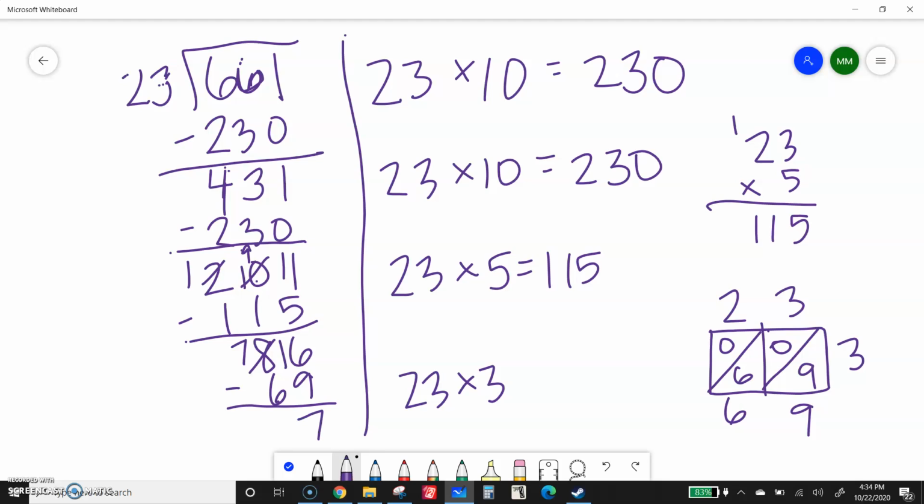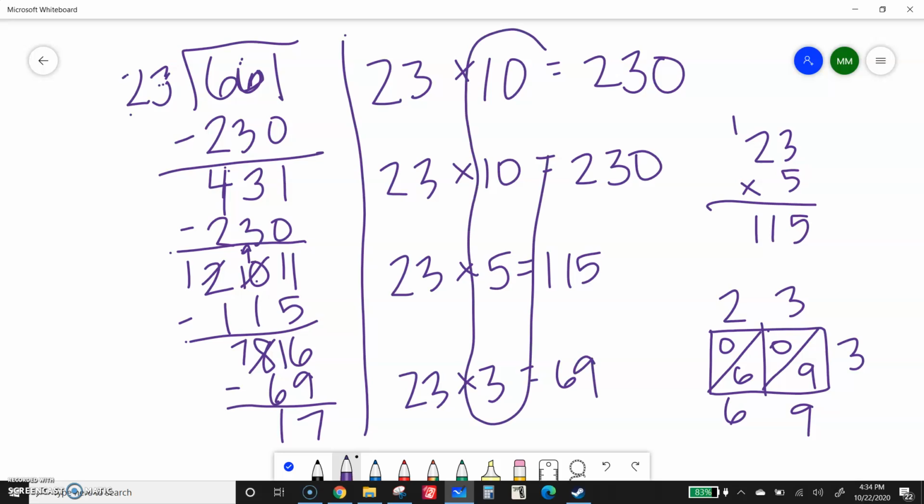16 minus 9 is 7. And 1, so 17. And that is now less than 23. So I am good. I know that will be my remainder. Now I have to see how many groups that was. Well, 10 plus 10 is 20, plus 5 is 25, plus 3 is 28. So I was able to get 28 groups, and then I had 17 left over. So that's how I can use the partial quotients method for a 3-digit number divided by a 2-digit number.